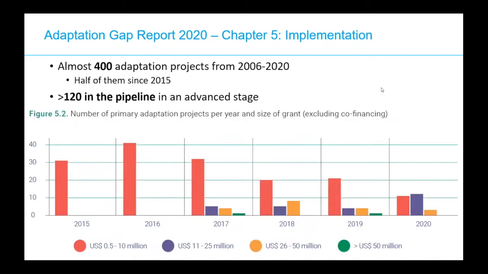First, on the project example, we have identified almost 400 adaptation projects from these three funds, which are directly addressing adaptation. In addition to those, there are many projects which are cross-cutting. What's key is that from these 400, half of them have started since 2015, which shows a strong increase in the number of projects over the recent years.